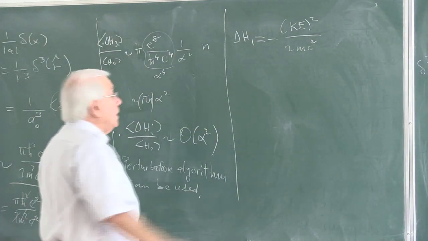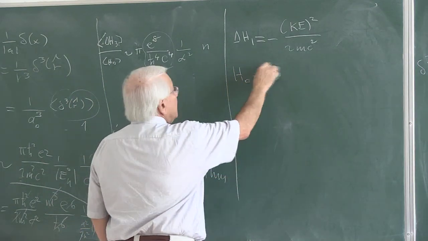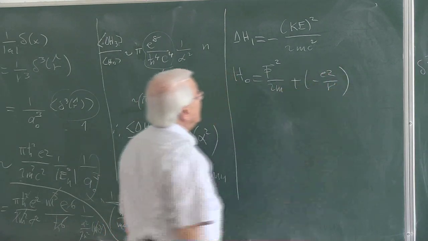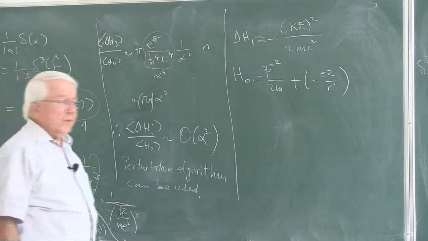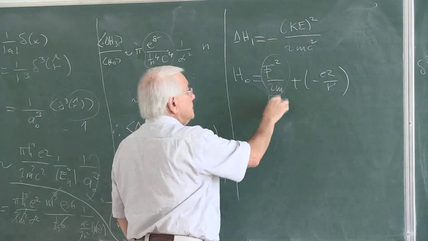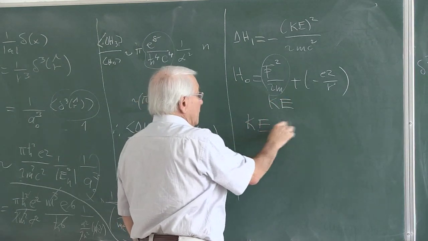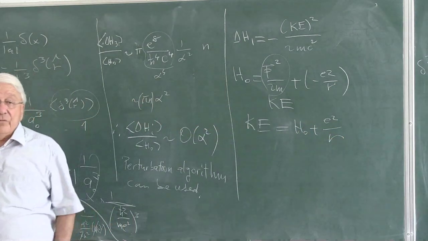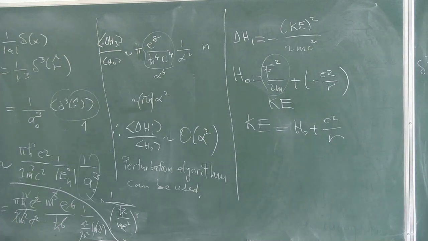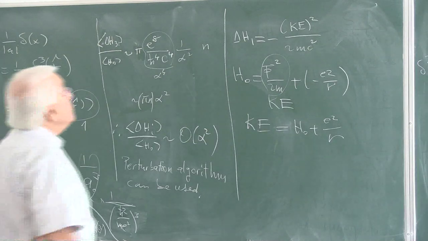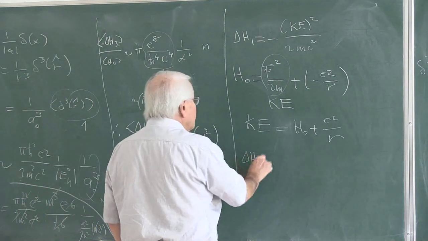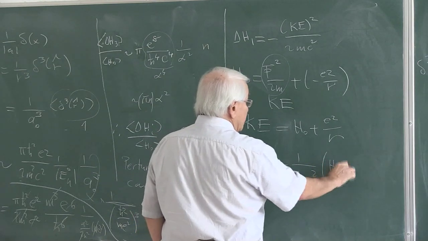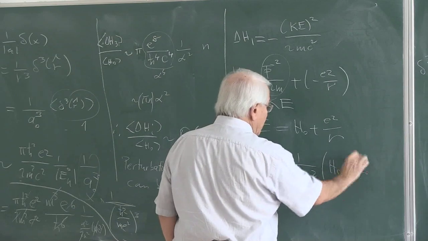Because the H0, the unperturbed part of the Hamiltonian, is that. The first term is the kinetic energy. Can I write the kinetic energy as H0 plus e squared over r? That's beautifully nice, isn't it? So I have been able to express my new perturbation in terms of the unperturbed Hamiltonian itself. Thus, delta H1 becomes minus 1 over 2mc squared times H0 plus e squared over r, squared.